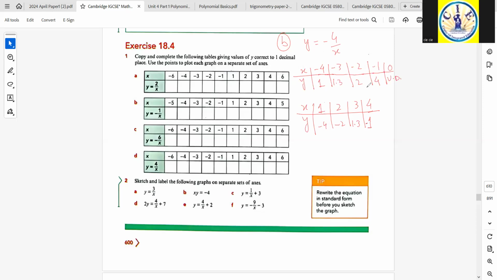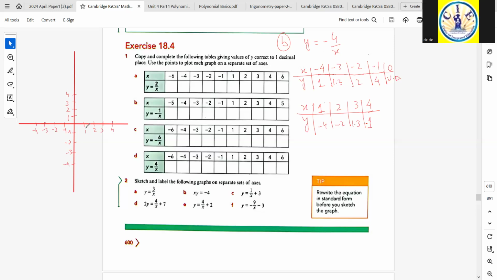Now, again, we need to plot them on the graph, like this is the y-axis and this is the x-axis, and then labeling them with 1, 2, 3, 4, -1, -2, -3, -4, and for y-axis again 1, 2, 3, 4, -1, -2, -3, and then -4.